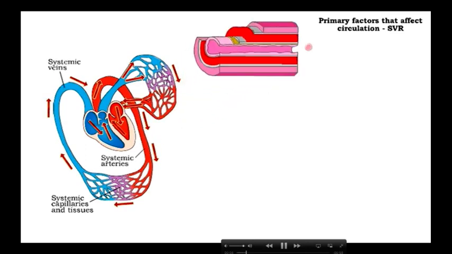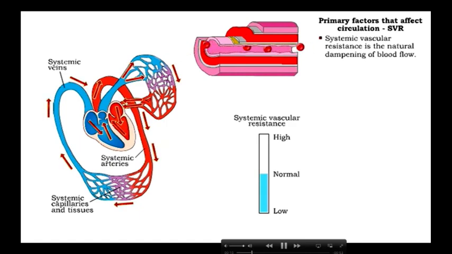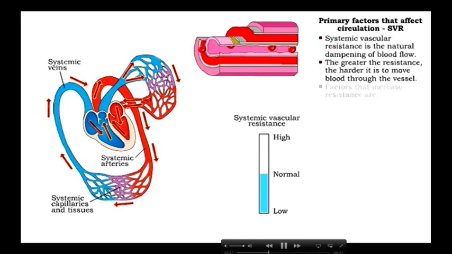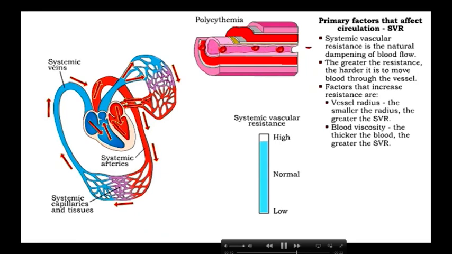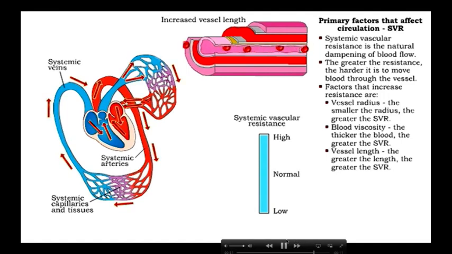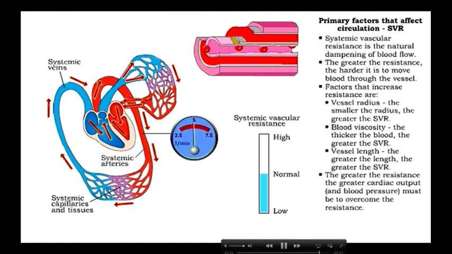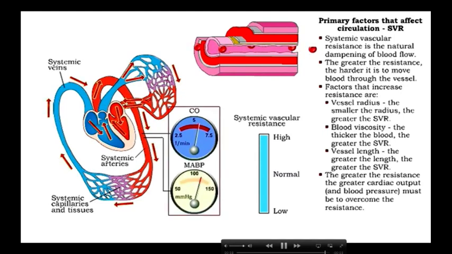Systemic vascular resistance is simply the natural dampening of blood flow that occurs in the vessel. The greater the resistance, the harder it is to move blood through the vessel. Factors that increase resistance are smaller vessel radius, greater blood viscosity, and longer vessel length. That's important. The greater the resistance, the greater cardiac output and blood pressure must be to overcome the resistance.